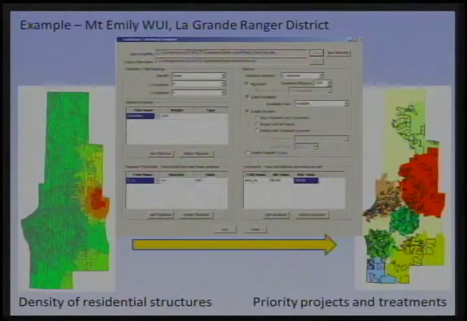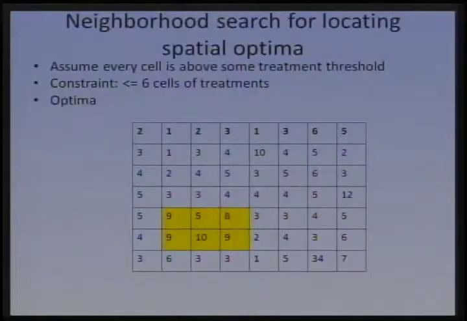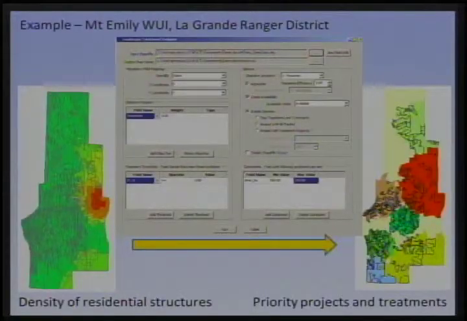So, example, Mount Emily Wooey in the La Grande Ranger District. This is a very simple example where the density of residential structures is coded. So high density of residential structures is red and lower is yellow, and we're going to optimize the home density, and we have to treat every stand that has a flame length greater than 1 meter, and you can treat between 500 and 700 hectares per project. And we've divided the area up into priority projects now. Red is the highest priority, followed by probably this one and then that one, and on and on. And the black areas are the stands you have to treat based on the treatment threshold that you put in there. And if you don't like it, you can change it and rerun it in about 5 seconds and get another.